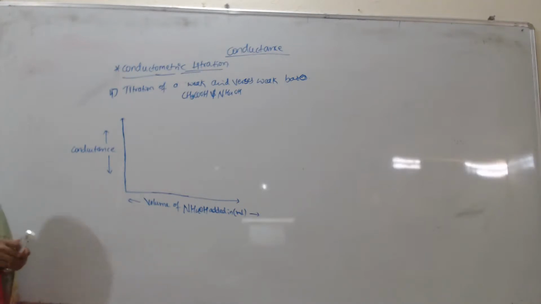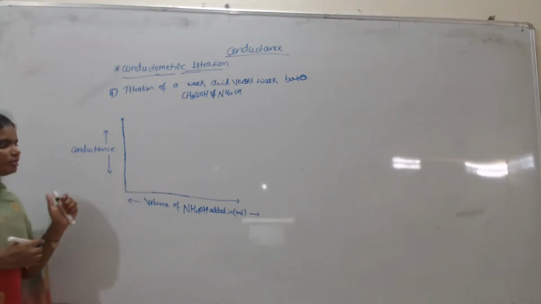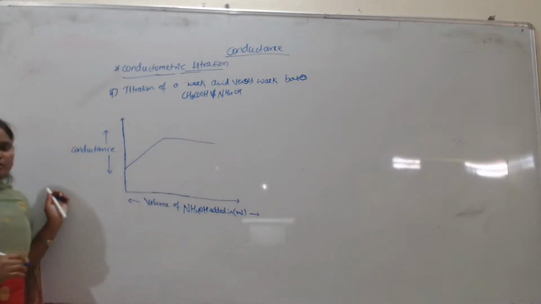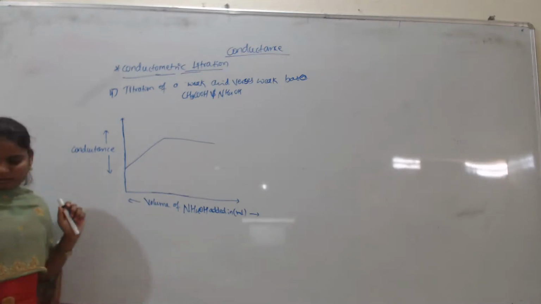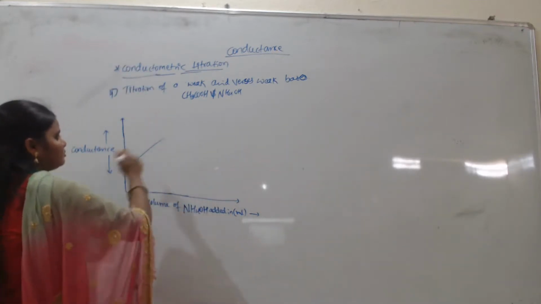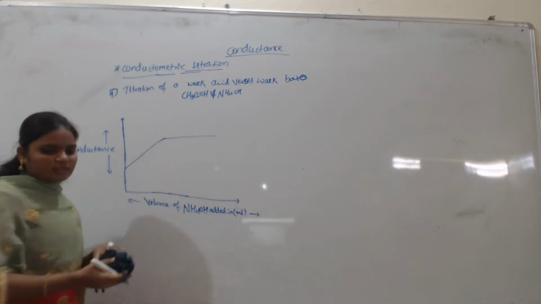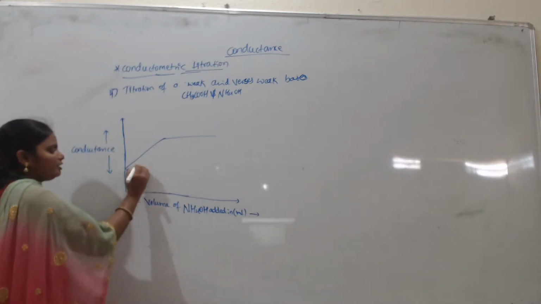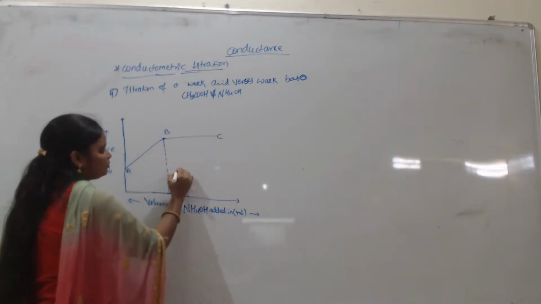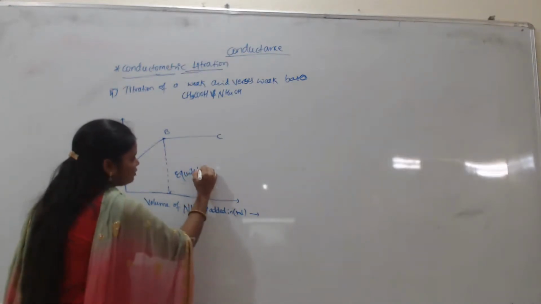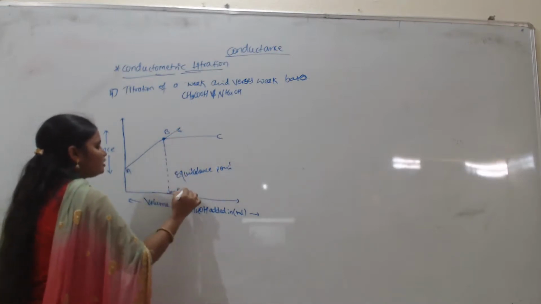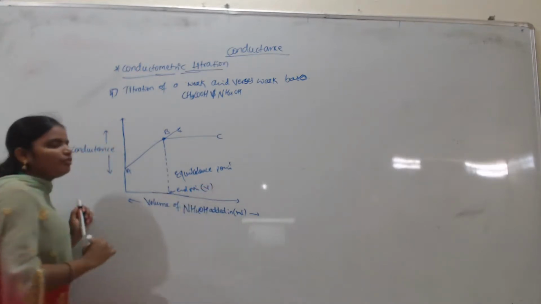Here the graph comes like this. This is point A, point B, point C. This is the equivalence point, and this is the intersection, which gives the end point, here at the value V.